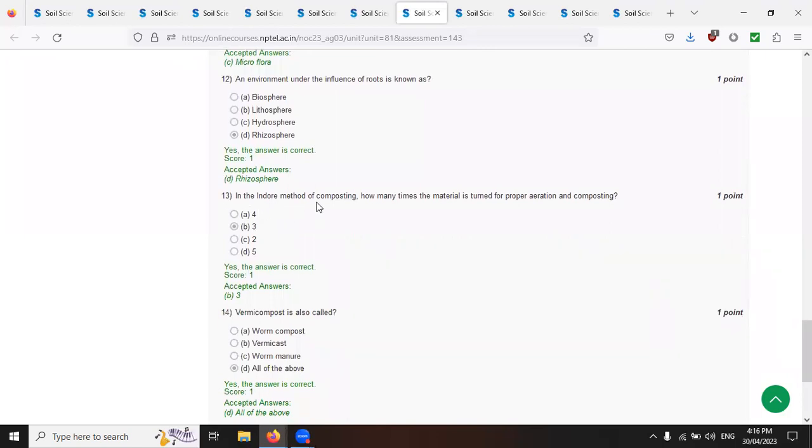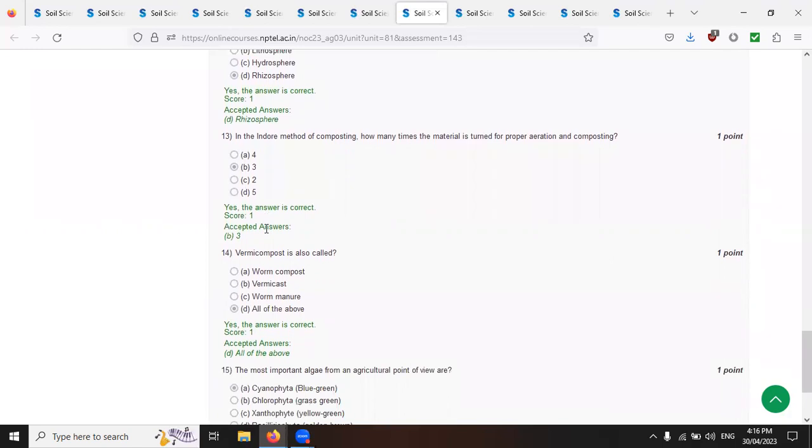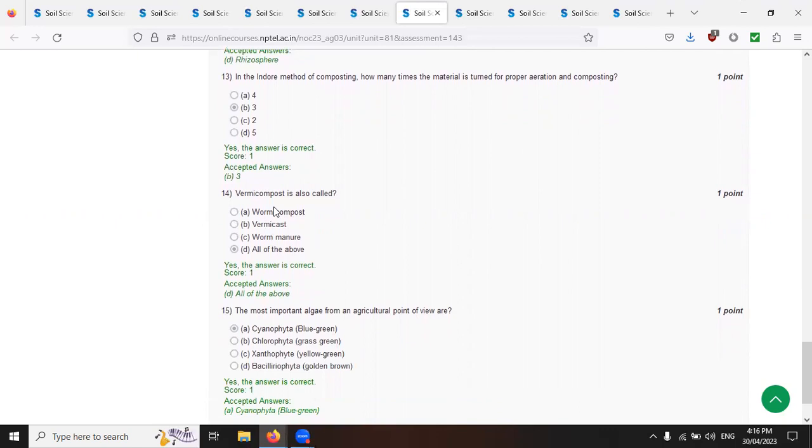The indoor method of composting, how many times is the material turned before harvesting? It's 3. 2 weeks, 1 month, and then at the second month, it's done pretty quick. Vermicompost is also called what? It's everything. Worm compost, vermicastings, worm manure.